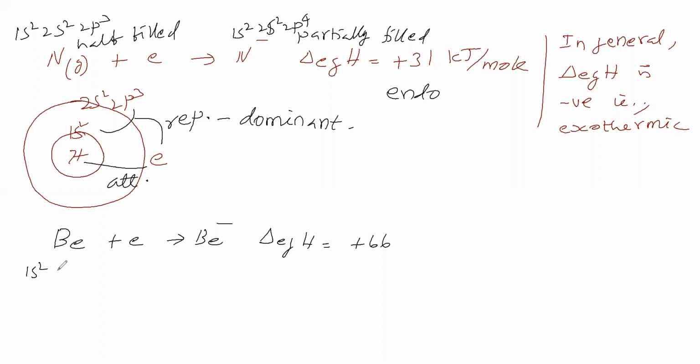Why? Because it is 1s2, 2s2, and now it is 1s2, 2s2, 2p1. The electron goes to 2p, which has less penetration power. Therefore, only here electron gain enthalpy is endothermic. The 2s orbital has higher penetration power and is completely filled, but 2p is partially filled and also has less penetration power. So electron gain enthalpy is positive for this. Next, we will take magnesium. Magnesium comes under the group of beryllium. So here we will take Mg minus.